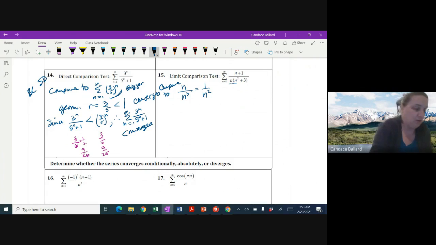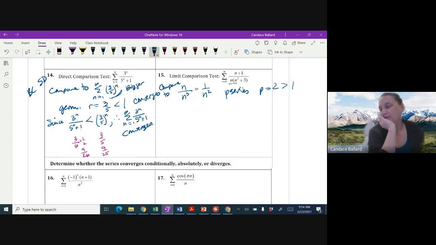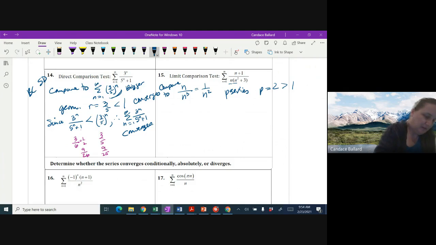That is correct. Okay, so P series, what's your P equal to? Okay, 2, good. Which I know is greater than 1. So does the P series part converge or diverge? I can tell some of us have our orange papers in front of us, right? So converges.